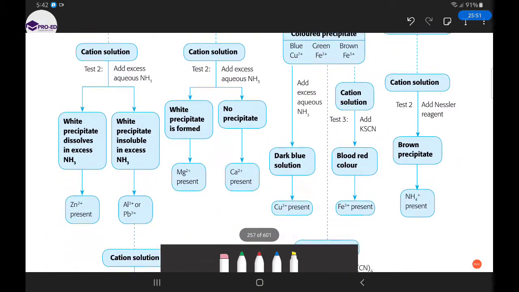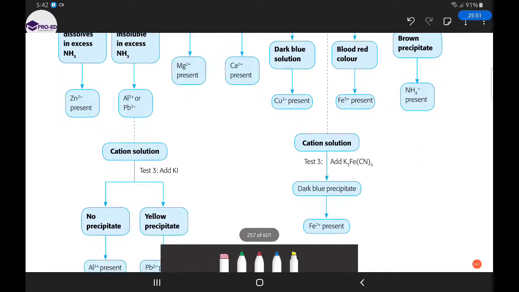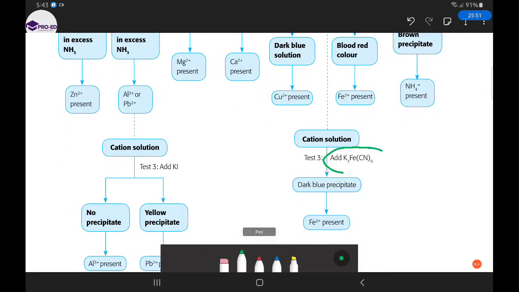So again, we came down this path, and for copper we managed to confirm, but here we got green for iron(II). We didn't have a confirmatory test, so all you do is take a brand new solution right from the top, and what do we do? We add potassium hexacyanoferrate(III). There's a 3 there, so that's potassium hexacyanoferrate(III), and if it forms this dark blue precipitate, then it confirms iron(II) ions are present.